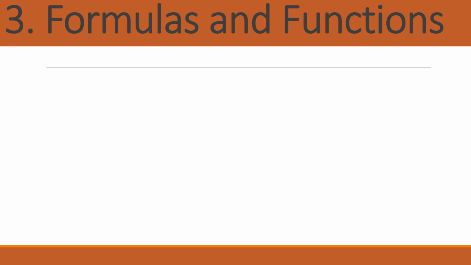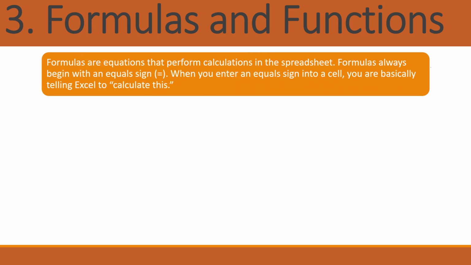Having learned about data entry into Excel, let us briefly introduce Excel formulas and functions. A formula is an equation that performs calculation in the Excel spreadsheet. Formulas always begin with an equal sign. When you enter an equal sign into a cell, what it means is that you are basically telling Excel to calculate this. That is why all formulas start with an equal sign.